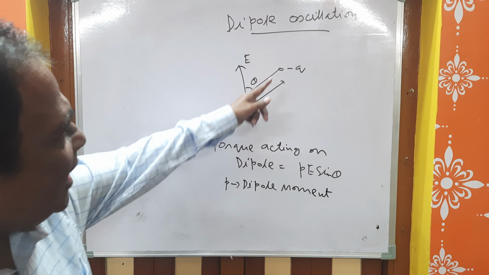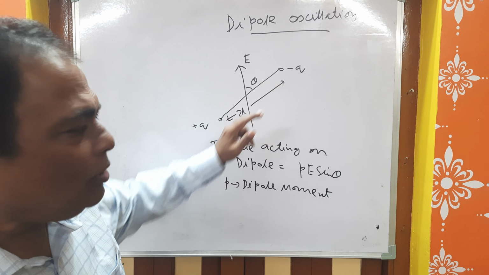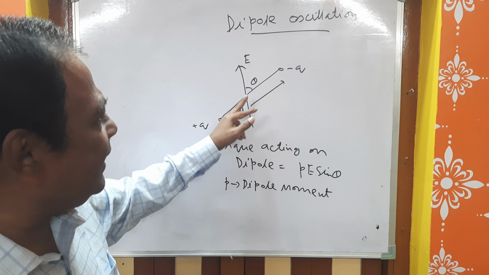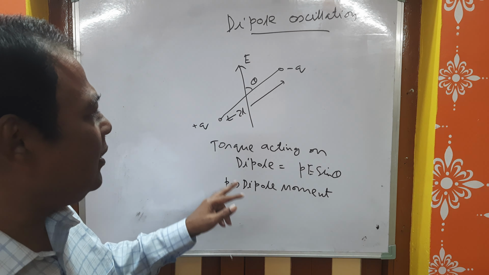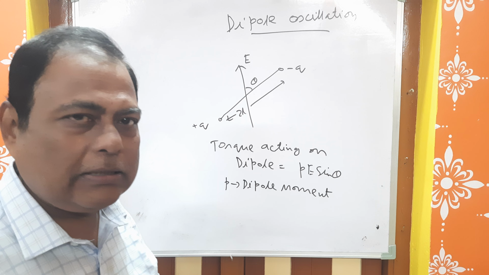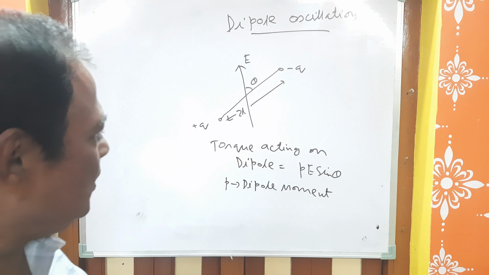Again I am discussing, this is a dipole, charge plus q, minus q. This dipole is placed in an external electric field E, making an angle theta, length of the dipole 2l, torque acting on the dipole P E sin theta. Already you have discussed this in my previous classes.